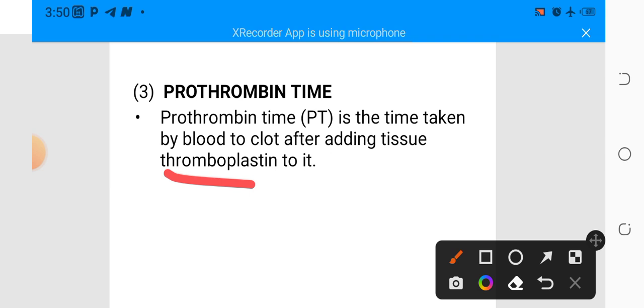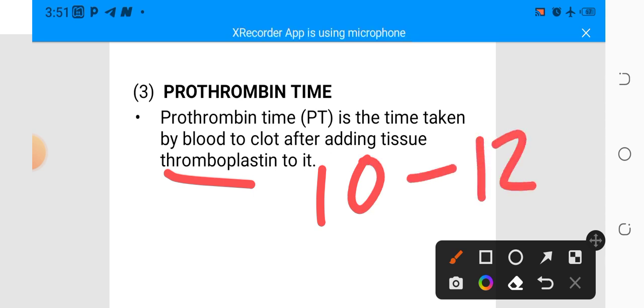Prothrombin time indicates the total quantity of prothrombin present in the blood. The normal prothrombin time is 10 to 12 seconds. That's a normal prothrombin time. It is prolonged in deficiency of prothrombin and other factors like factor 1, factor 5, 7, and X. However, it is normal in hemophilia. So prothrombin time is very important just to assess why this person has a bleeding disorder.